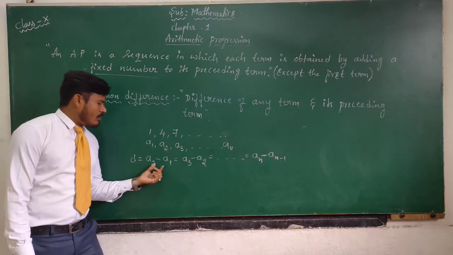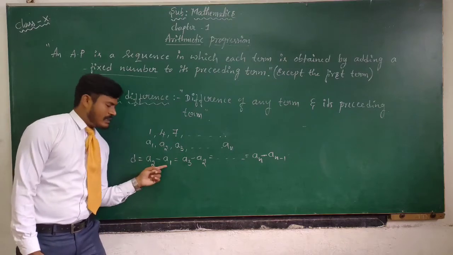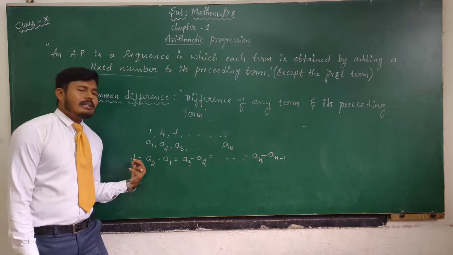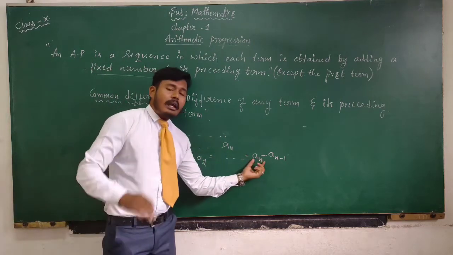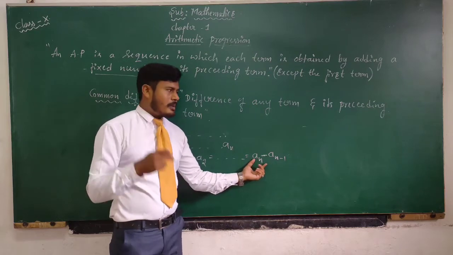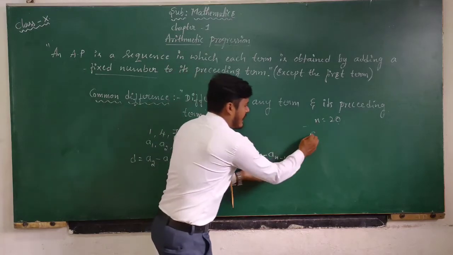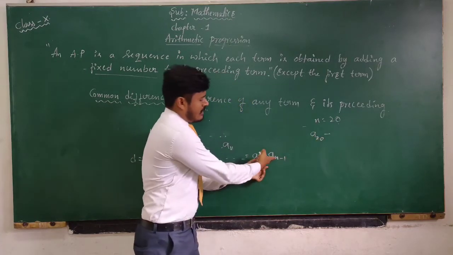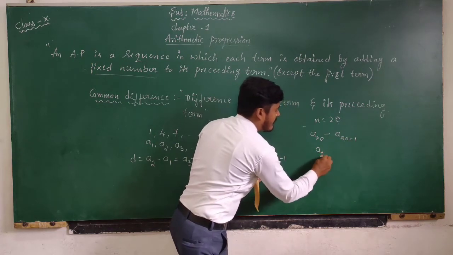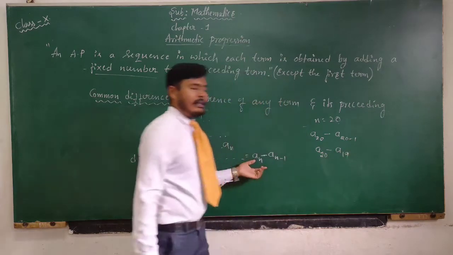That means here a2 minus a1, a3 minus a2, so any term and its preceding term, the difference of these two consecutive terms is called the common difference. In a similar manner, consider any term present in an AP, when we don't know the position of that term. Suppose n is equal to 20, that means the 20th term, then you will get a20 minus a(n minus 1), that is a20 minus a19, since 20 minus 1 is 19.